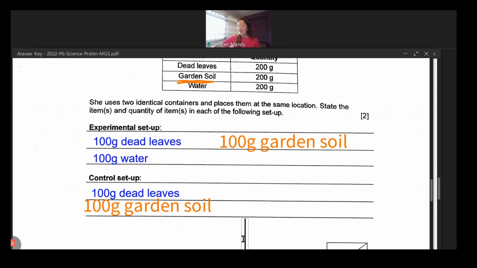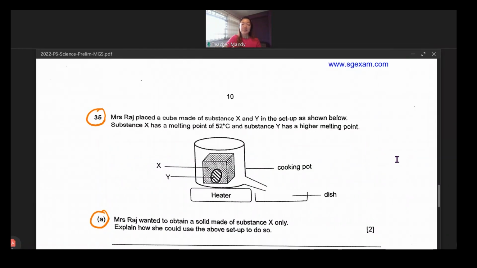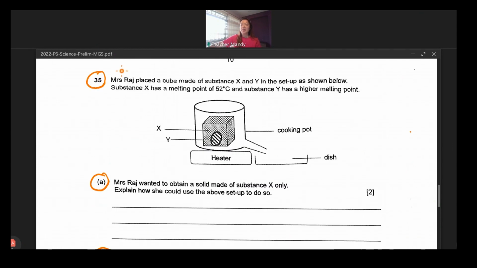Now, we are going to look at question 35, A, B, and C. Mrs. Raj placed a cube made of substance X and Y in the setup as shown below. We have X on the outside, Y on the inside, and this is a cooking pot with a heater. And there's a dish. There's a spout.